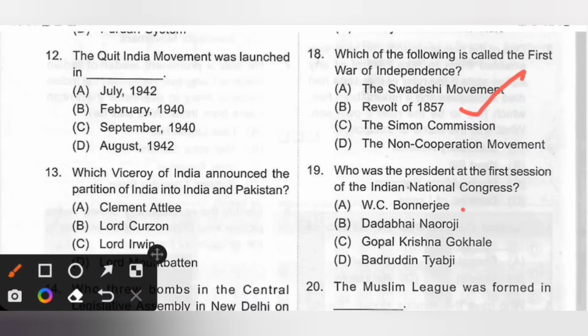19th, who was the president at the first session of the Indian National Congress? A, W.C. Banerjee, B, Dadabhai Naoroji, C, Gopal Krishna Gokhale, D, Badruddin Tyabji. So, the Indian National Congress was started by A.O. Hume and the president of the session was W.C. Banerjee. Option A is the correct answer.